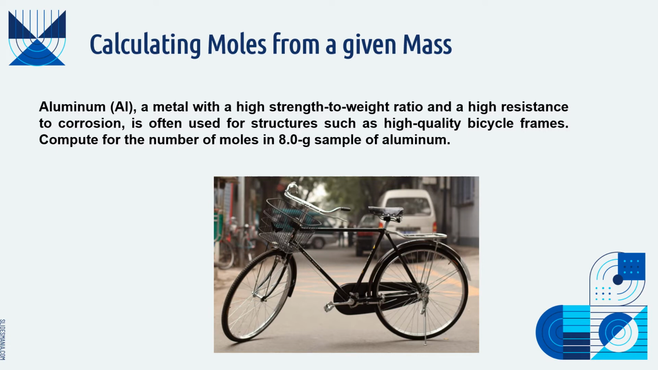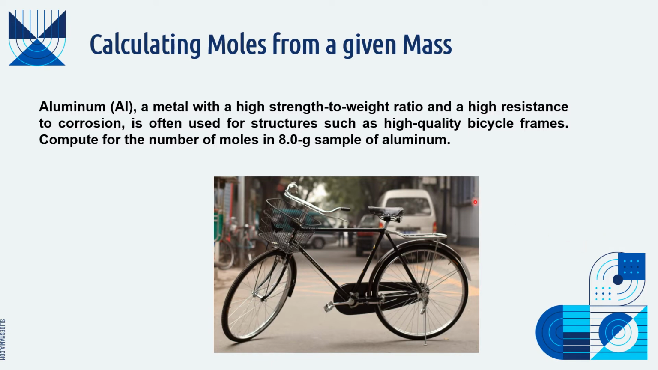Calculating moles from a given mass. How can we calculate the number of moles if the given is the mass of that substance? Example: aluminum, a metal with a high strength to weight ratio and high resistance to corrosion, is often used for structures such as high quality bicycle frames. Compute for the number of moles in an 8.0 gram sample of aluminum.